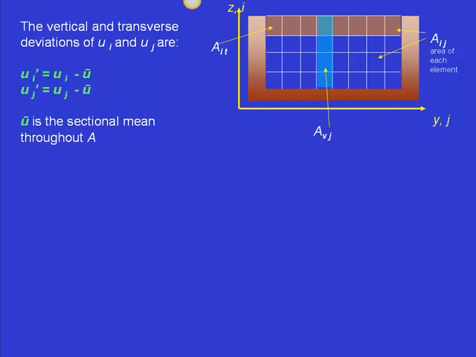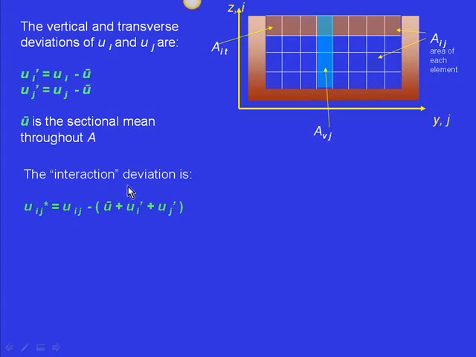Now we're going to look at the deviations. The spatial deviations from the mean are given by these primes, which are the flow at each one of these elements minus the sectional mean throughout the entire area. So these U primes represent deviations from the sectional mean.